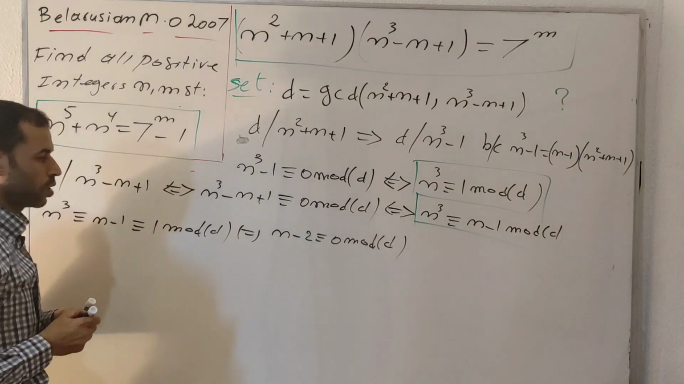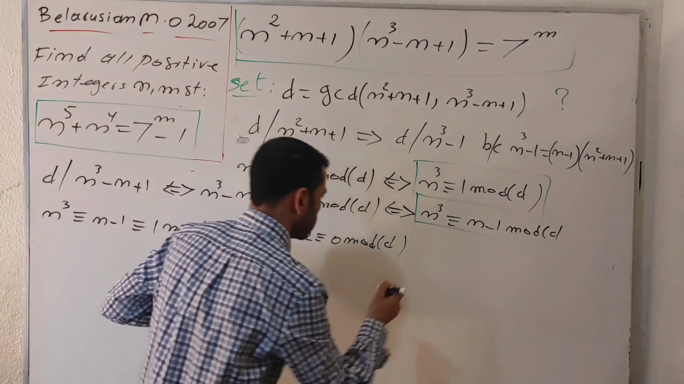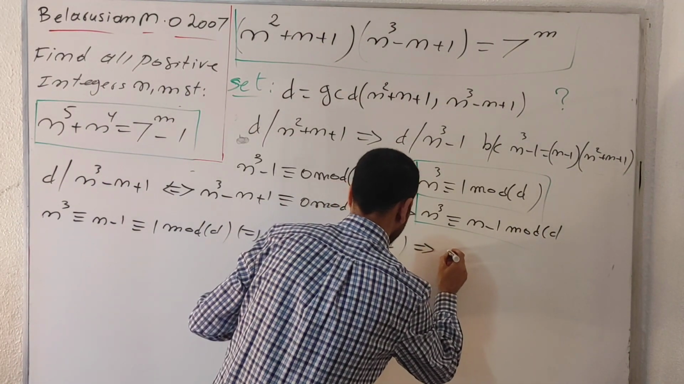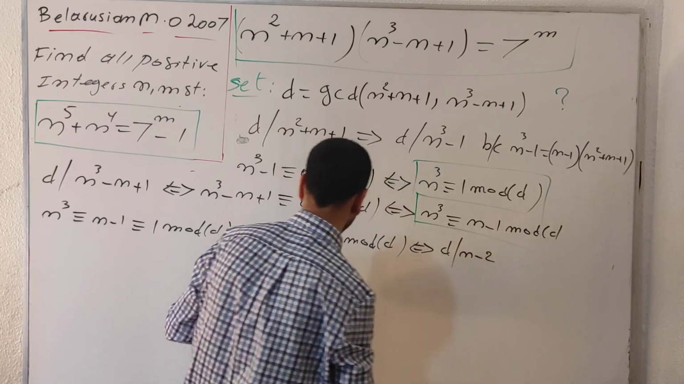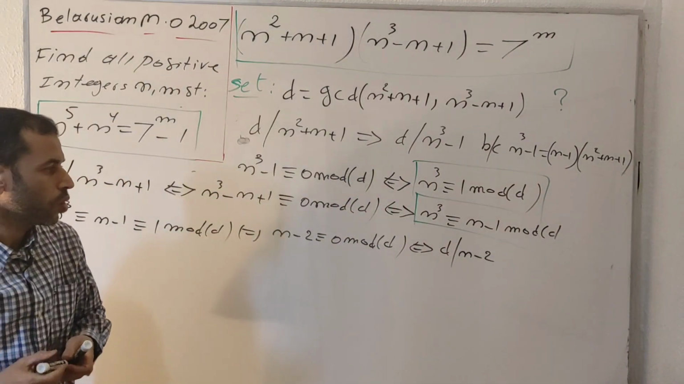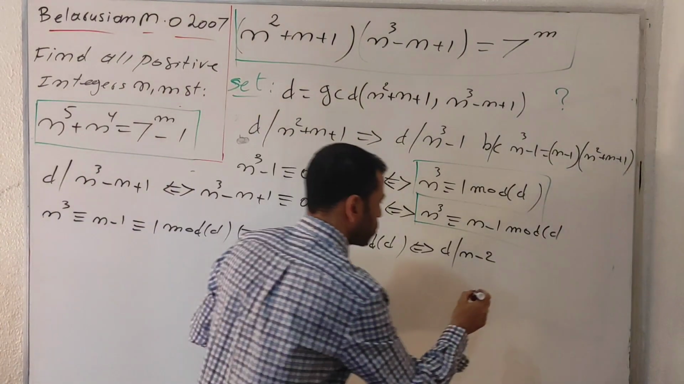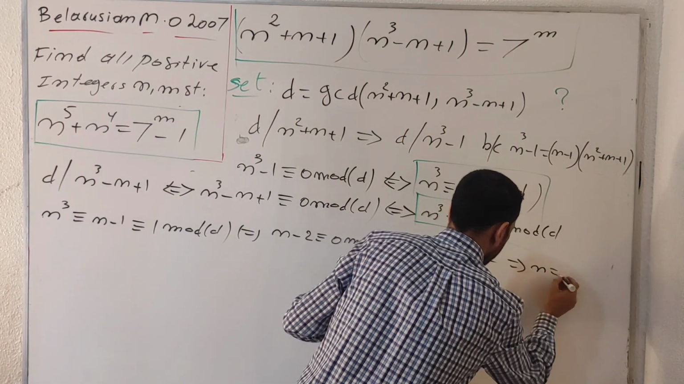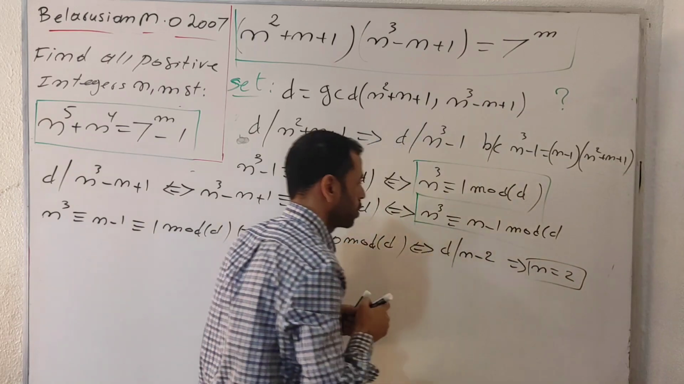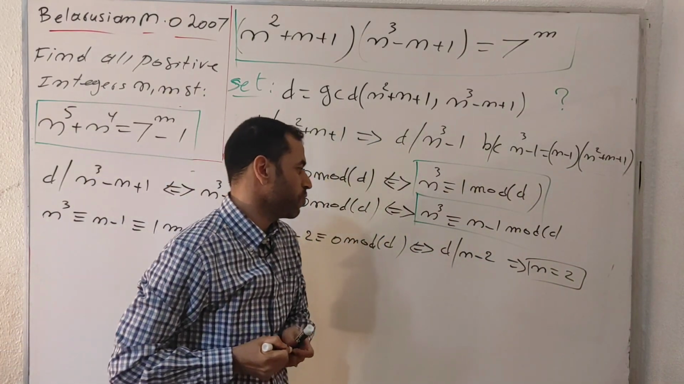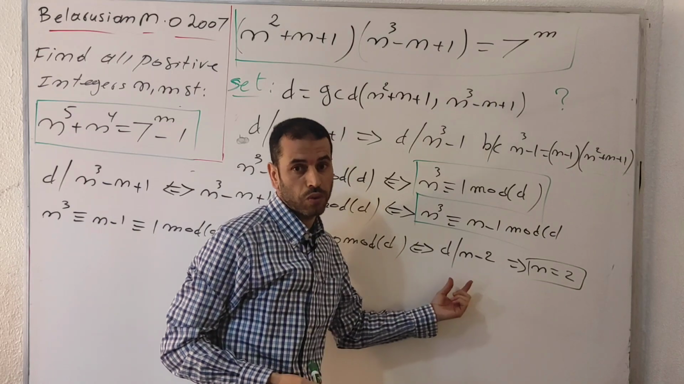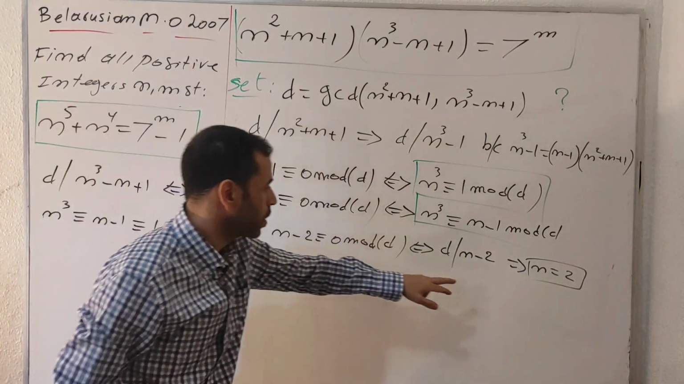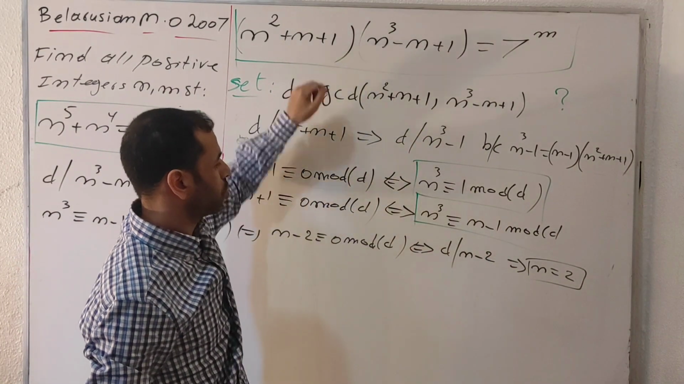This one is telling us D divides n minus 2. What does this mean? This one is telling us n equals 2, because if you replace n with number 2, we'll get 0. That means D divides 0, which is correct. I'm going to replace this value of 2 into this product to see what it gives us.